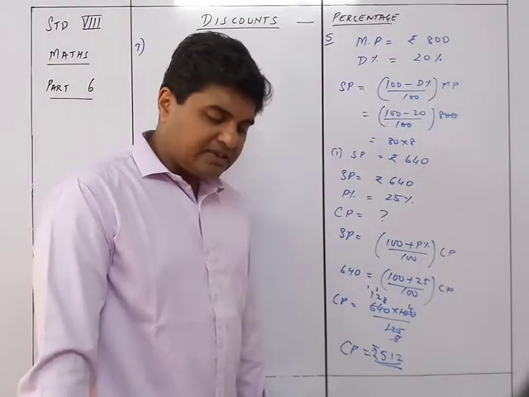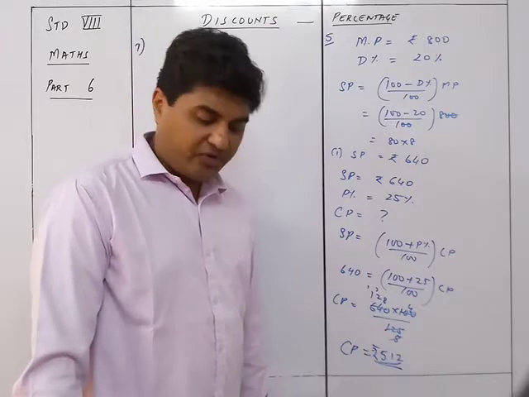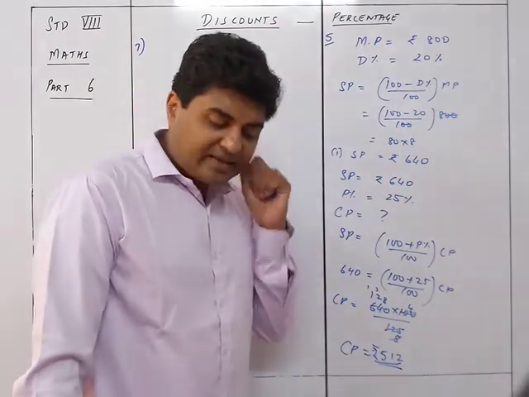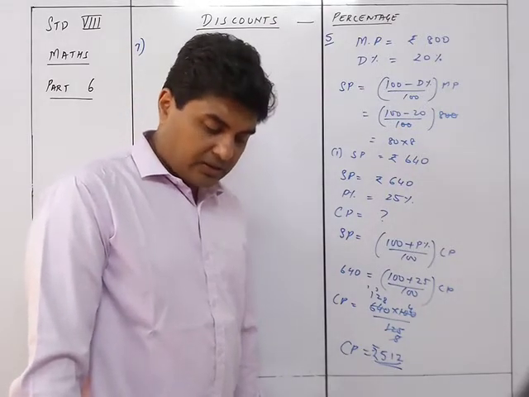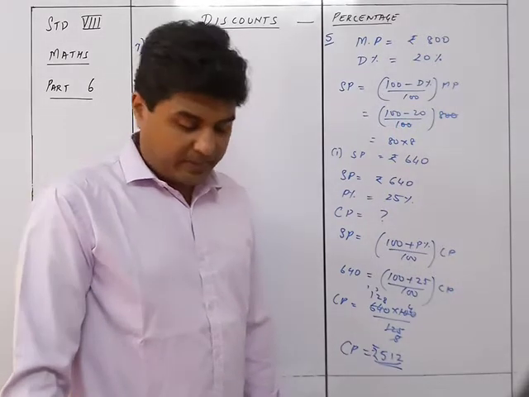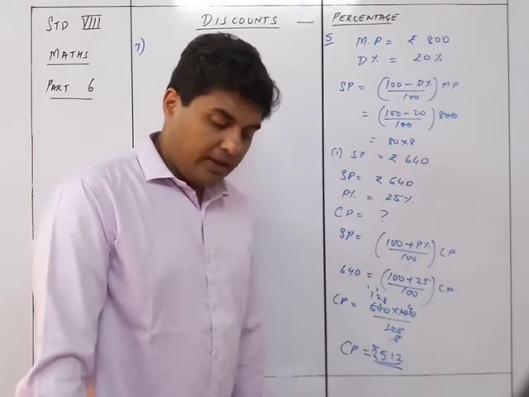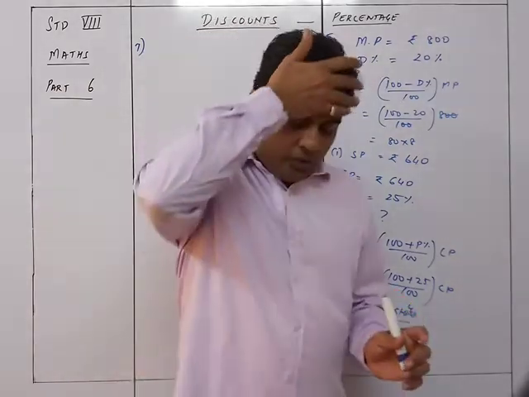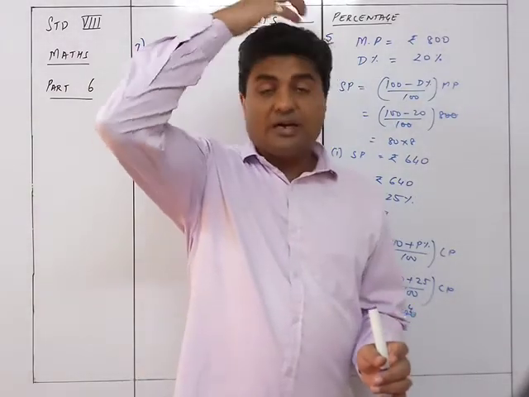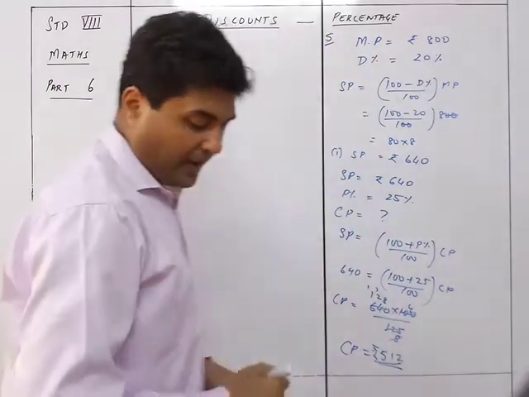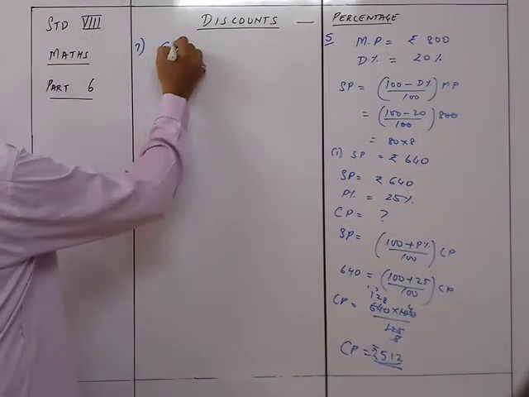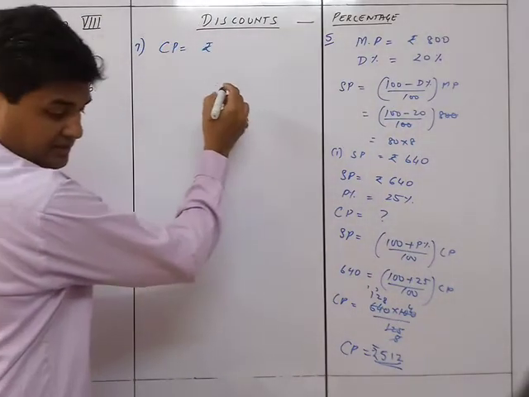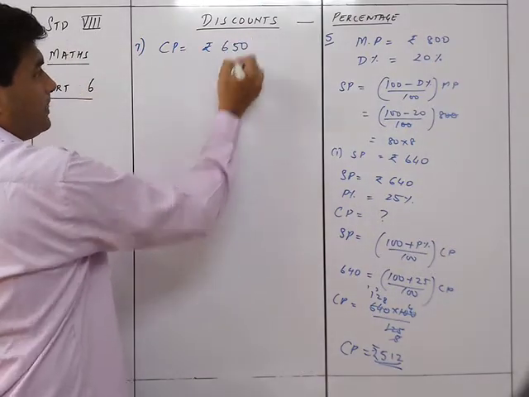A shopkeeper purchased a calculator for rupees 650. He sells it at a discount of 20% and still makes a profit of 20%. So now you see this one. You have the cost price of the calculator. So first, CP is equal to rupees 650.